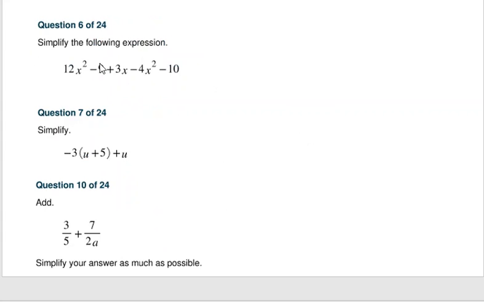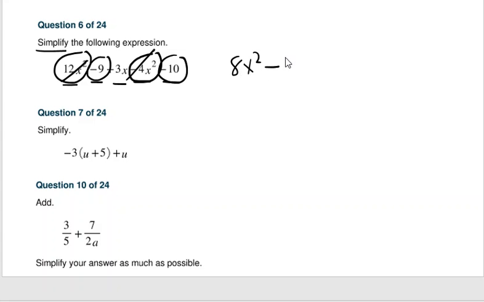Okay, on question number 6, it says to simplify the following expression. Remember, simplify just means to combine like terms. We would read this expression as 12x squared, a negative 9, a positive 3x, a negative 4x squared, and a negative 10. So when we combine like terms, we combine the terms that have the exact same variables to the exact same powers. So I can combine this 12x squared and the negative 4x squared, and that would be 8x squared. I can also combine the negative 9 with the negative 10, and that would be negative 19. And then I am left with this positive 3x.